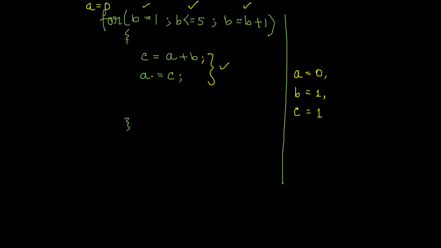Whatever was in C, that is 1, will come in A. That means 0 will vanish and 1 will come instead of 0. In this way I do my dry run: I cut the old value and put the new value in that variable. So variable A becomes 1. Now there is nothing more in the statement, so you can write the closing bracket here.